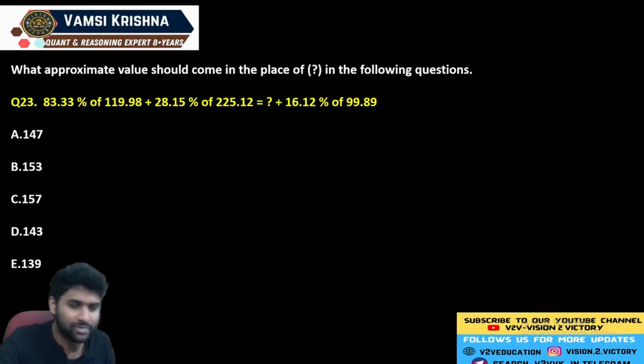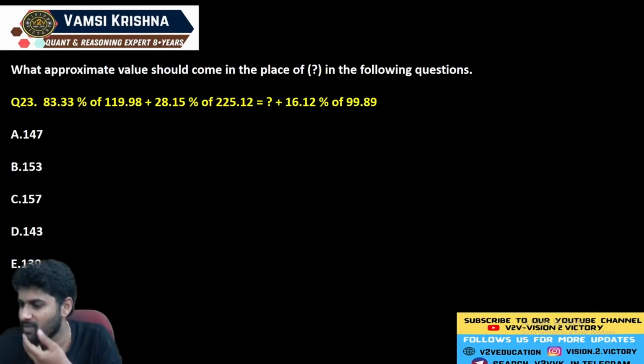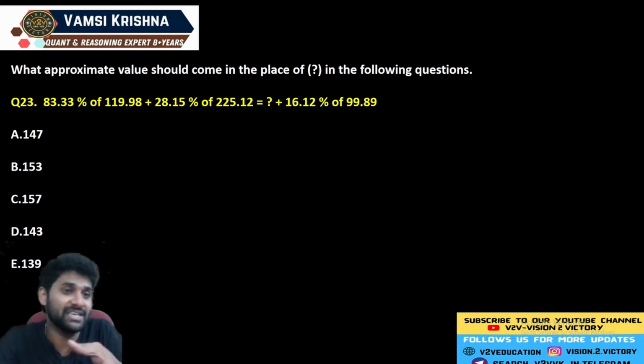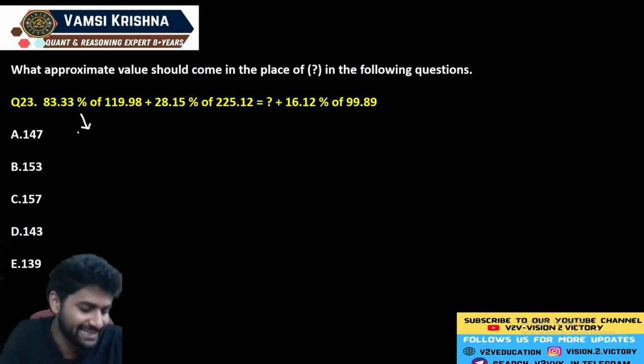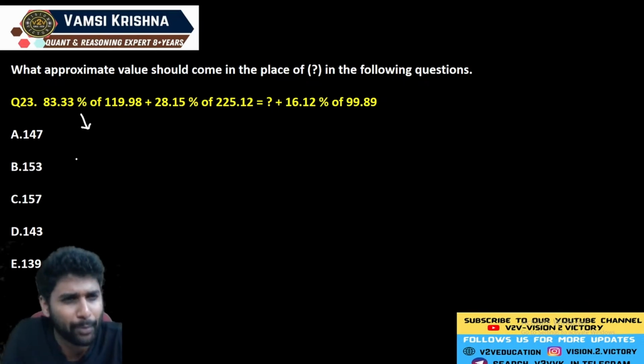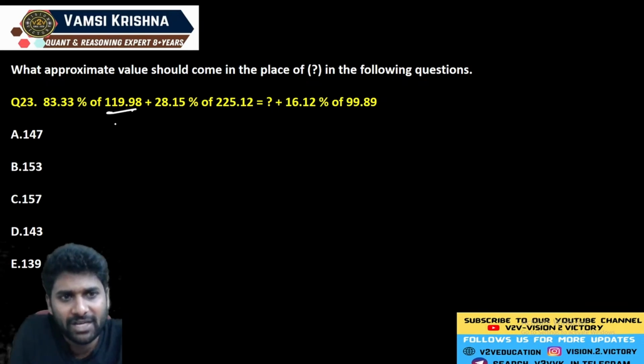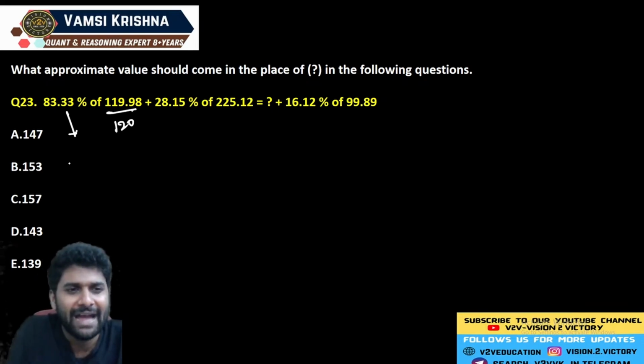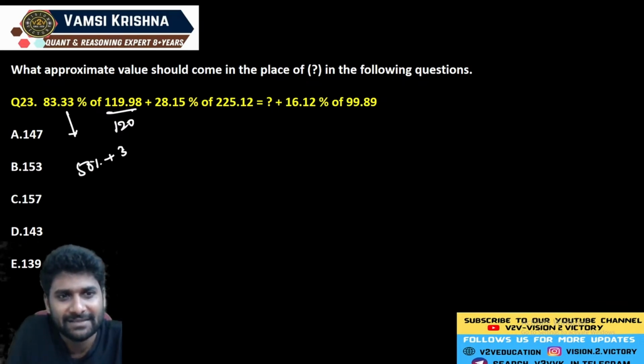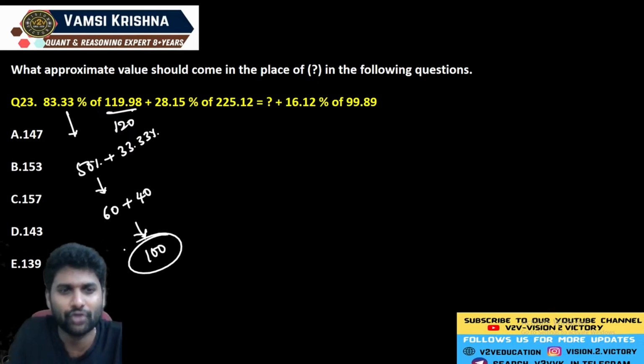Guys, approximation or simplification: definitely you can expect 5 questions. So you can save your time in this section. You already know how you can take the values. 83.33% you can take approximately, or you can take it in a different way. 50% plus 33.33%, you can convert or split, no issues. Here you can take the value 120. 50 percentage of 120 is 60. 33.33 percentage value is 40. Now the answer is 100.